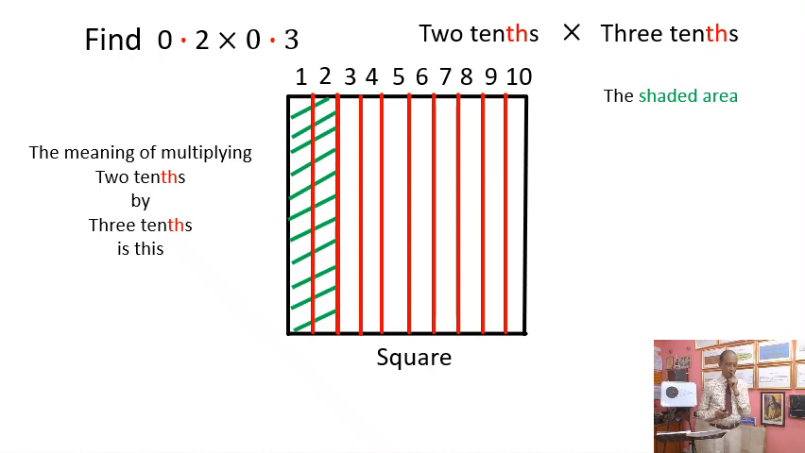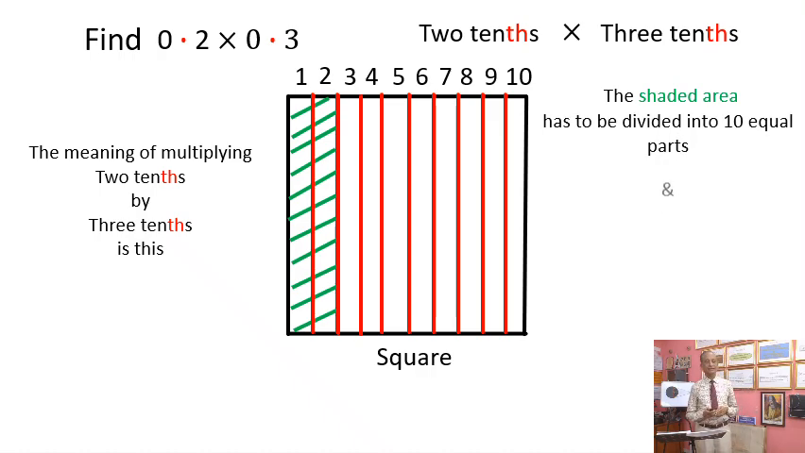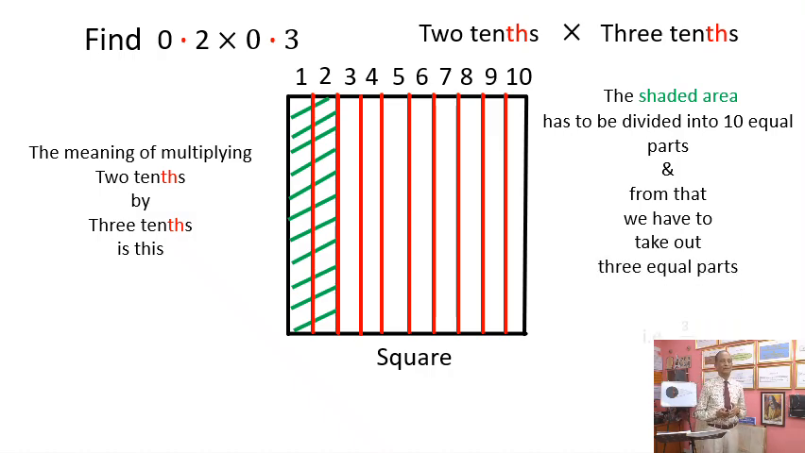It is nothing but 3 out of 10 equal parts, which means the shaded part has to be divided into 10 equal parts, and out of which we have to consider 3 equal parts. Yes, you are right. The shaded area, let us divide it into 10 equal parts, and from that we have to take out 3 equal parts, and that is nothing but 3 by 10. We got a beautiful idea, an excellent, marvelous idea.